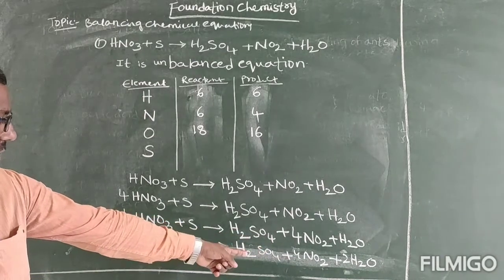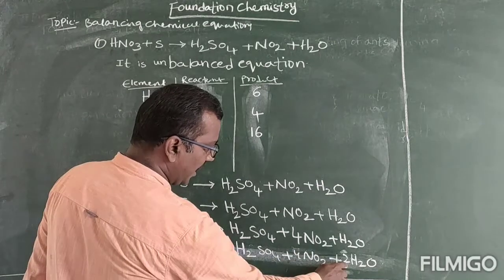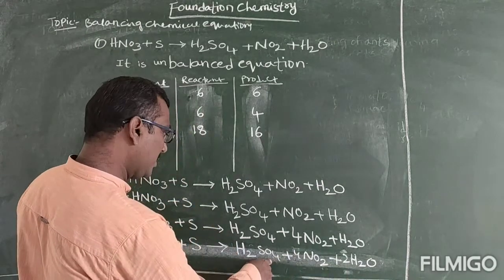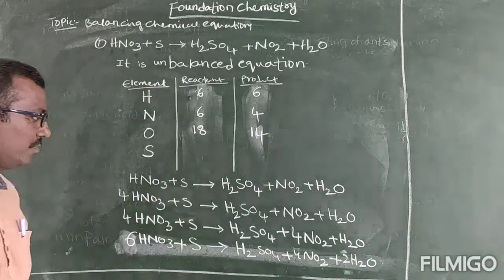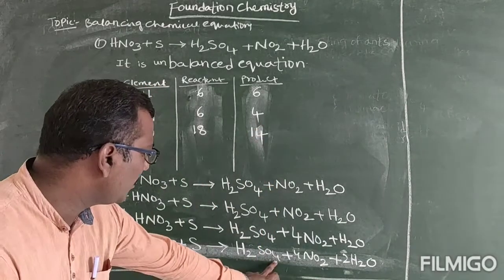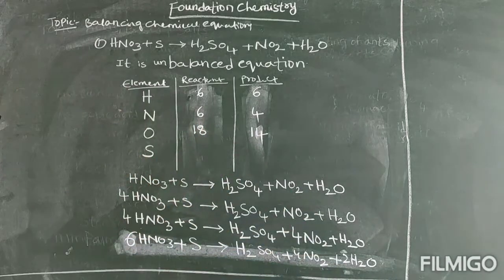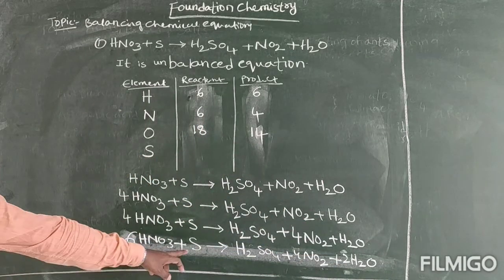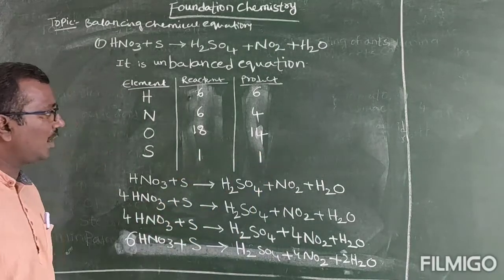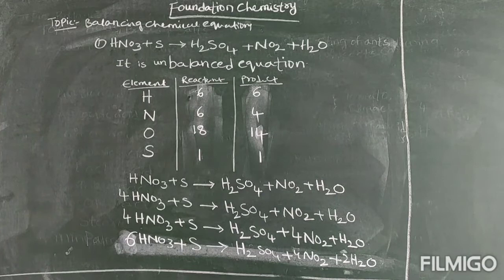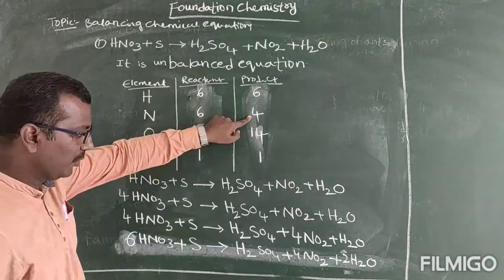2 8 10. See here 4 2s are 8, 8 plus 2 10, 10 plus 4 14 only now. Here you see 4 2s are 8, 8 4 12 plus 2 14, that's all. Sulfur you see now, 1 sulfur and 1 sulfur. Now what happened? Here sulfurs are 6, but here only 4.